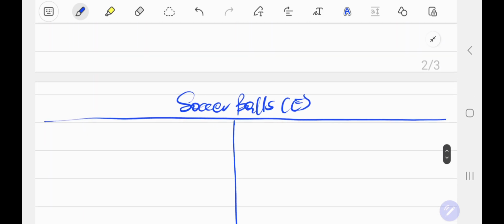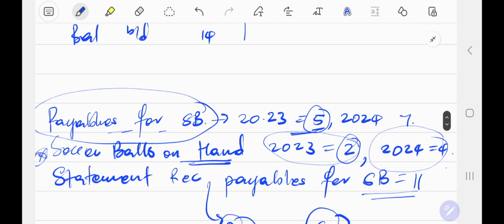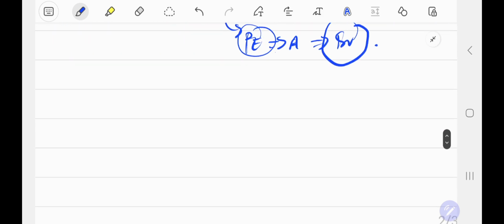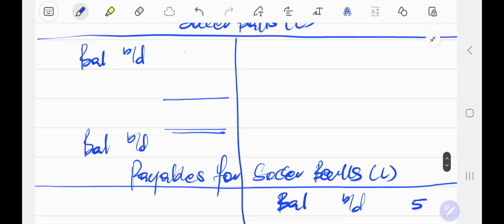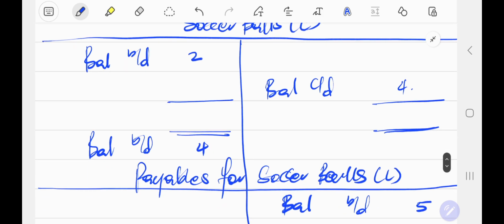So you are going to come here and say, okay, my balance brought down is how much? Right. So my balance brought down for last year is 2 rand. Then for this year is 4 rand. So you'll record your 2 and record your 4. Then your balance carried down is going to be 4 as well, right? And then we are getting closer to the answer.